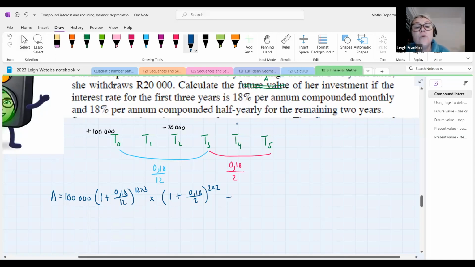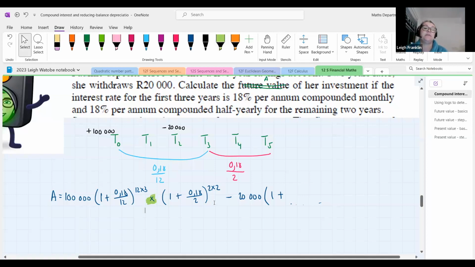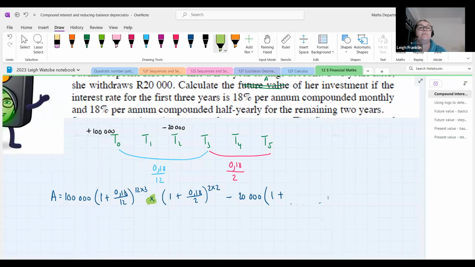Over here, we would minus the 20,000. All right, and let's just put that in, the 20,000. I'm going to leave that as it is, and we'll come back and fill it in. So you want to know, why am I multiplying over here? Okay, think about it like this. You would have done this in 2 steps, and you would have got the same answer.